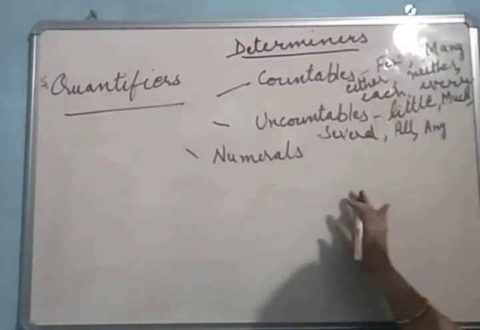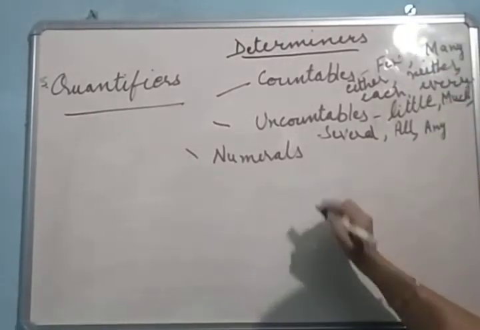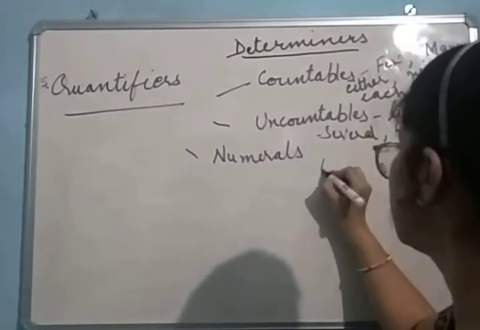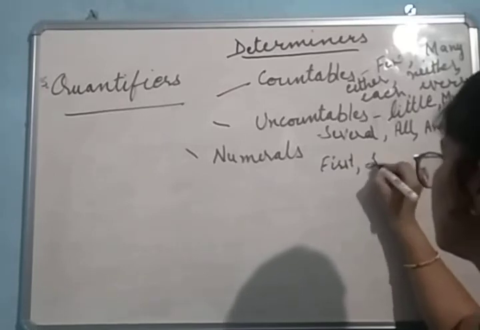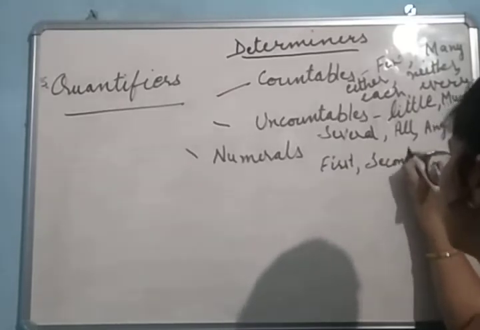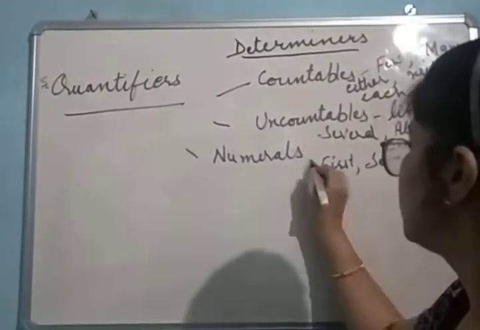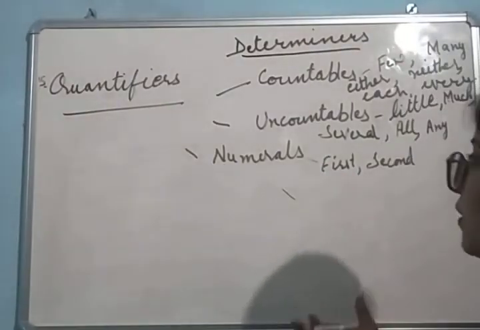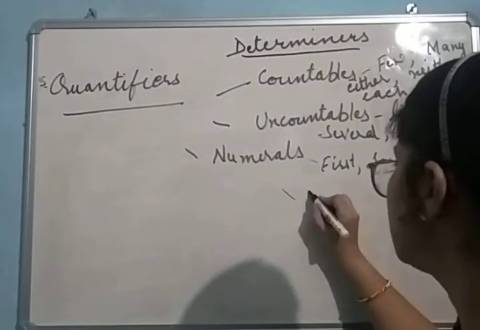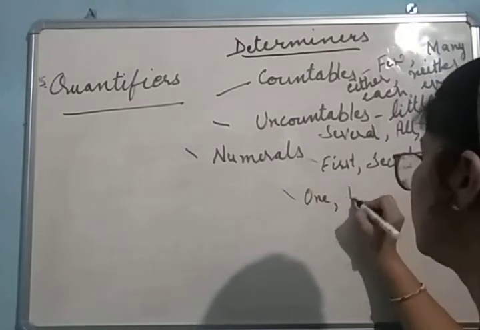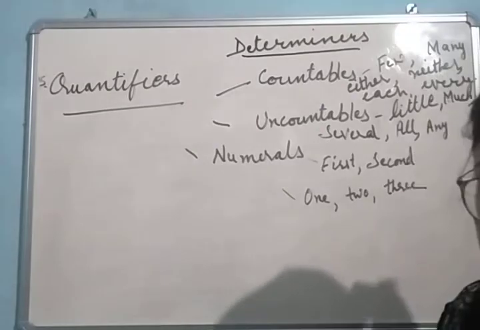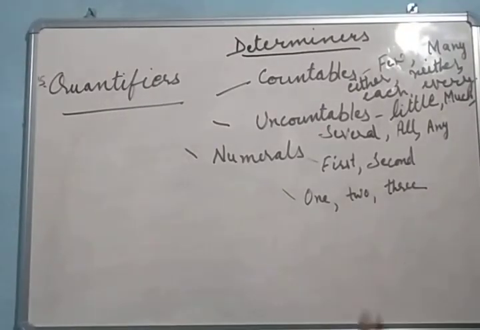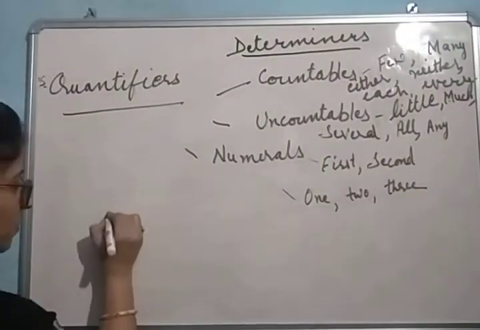Okay. Then numerals we have in quantifiers. As quantifiers, numerals just like first, which define the position: first, second, third. Or these numbers also point out the numbers: 1, 2, 3, 1 pen, 2 pens, 3 pens. Okay. Then one main thing: what is the difference between adjectives and determiners?